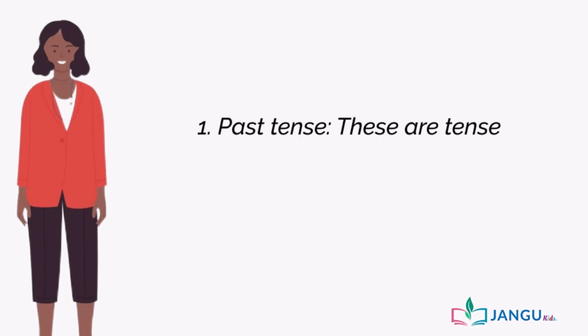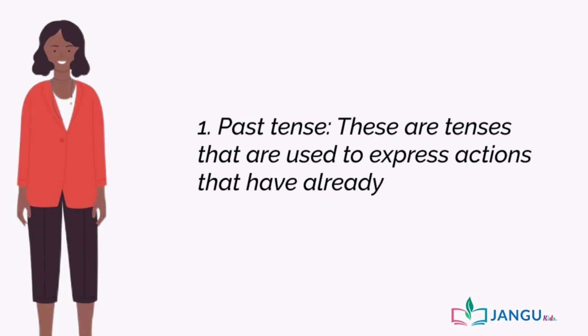Past tense. These are tenses that are used to express actions that have already taken place. Being verb-based, expression in past tense involves the process of changing the verb in a sentence to its past tense form. This, in most but not all cases, involves adding the suffix ed to the end of the verb or verbs in the sentence.